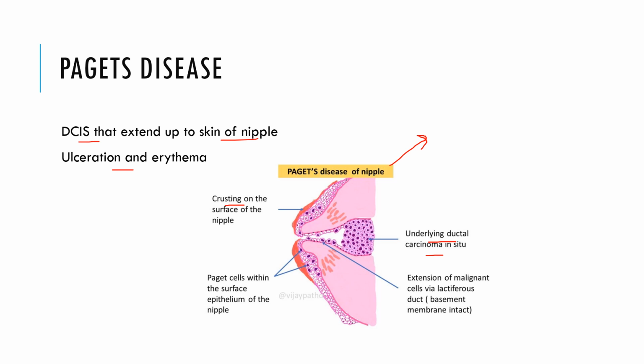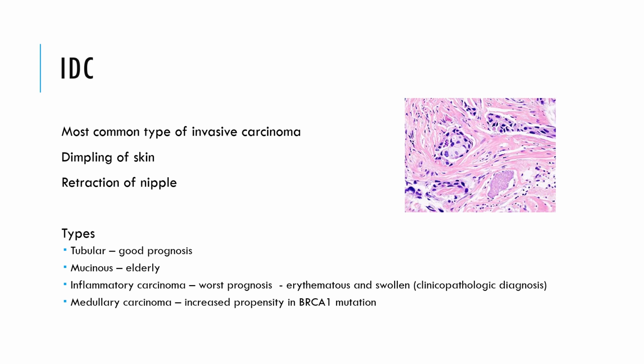And the extension of malignant cells via the lactiferous duct, that is Paget's disease. Coming to invasive ductal carcinoma, it's the most common type of invasive breast carcinoma. There can be dimpling of skin and retraction of nipple. And the types are tubular, which has a good prognosis, mucinous usually in the elderly. Inflammatory carcinoma, I told you it's the worst prognosis. There can be erythematous and swollen changes on the skin, and it's a clinico-pathologic diagnosis.